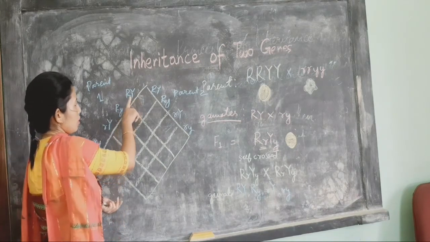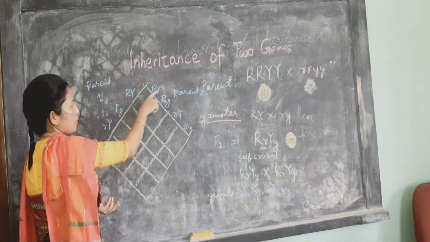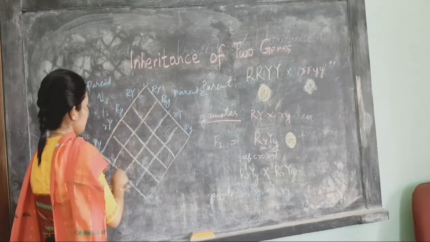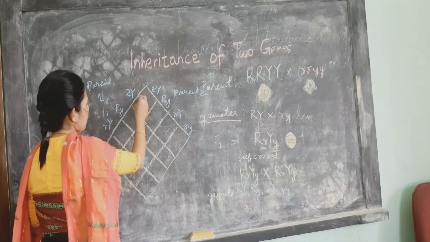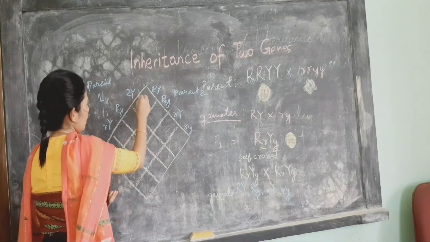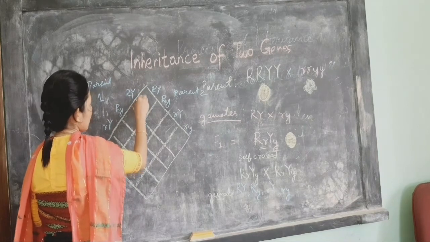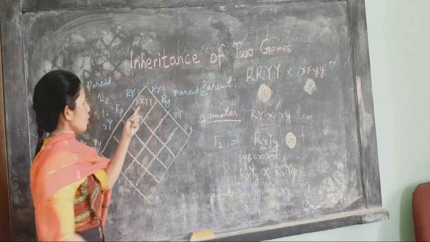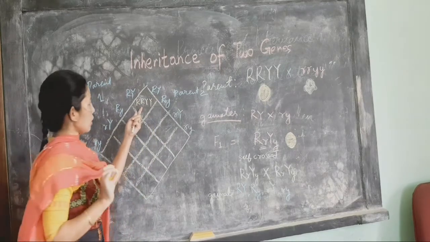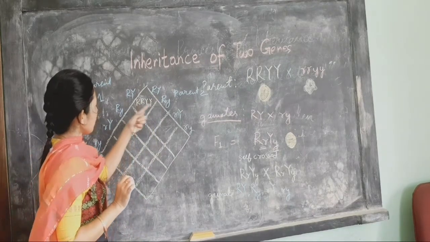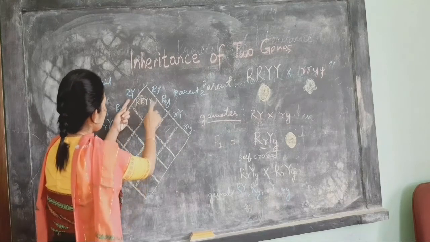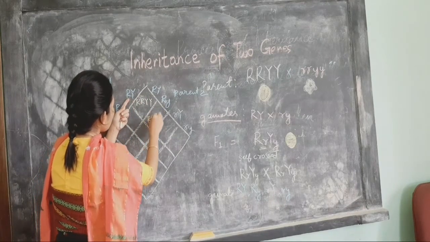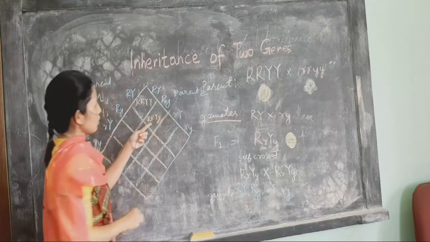So after the cross, what genotype will we obtain here? This will be round and yellow, right? So round, capital R, capital R, capital Y, capital Y. All the round and yellow I will write with yellow color. So round and yellow, and this will also be round and yellow: capital R, capital R, capital Y, small y.